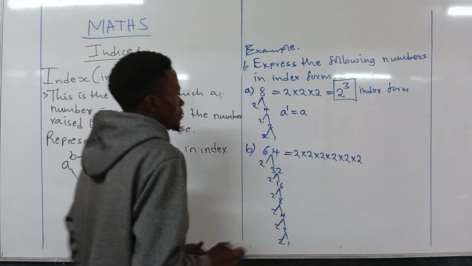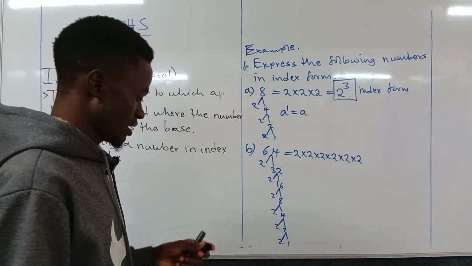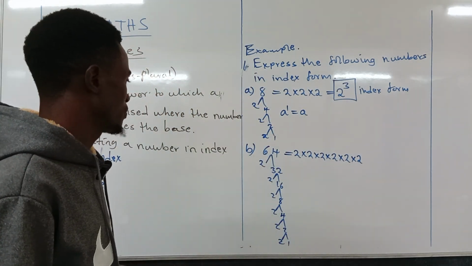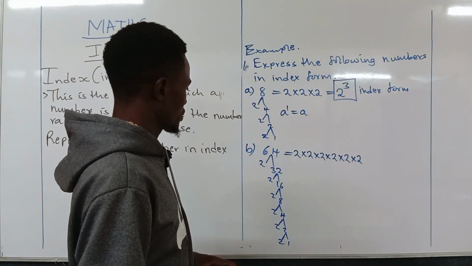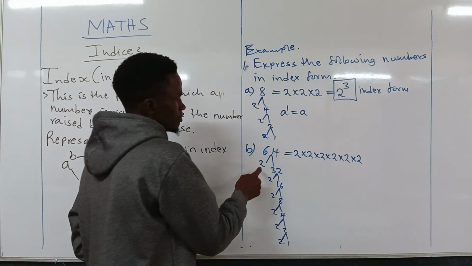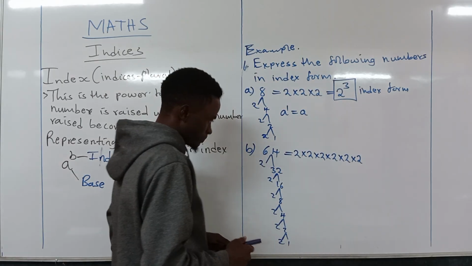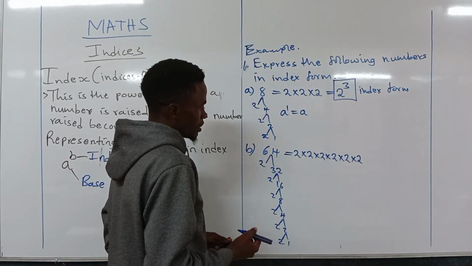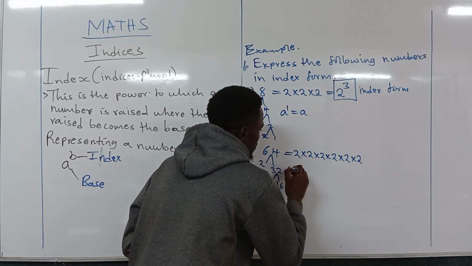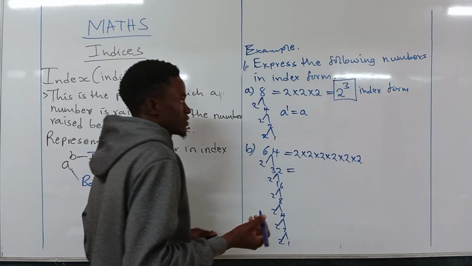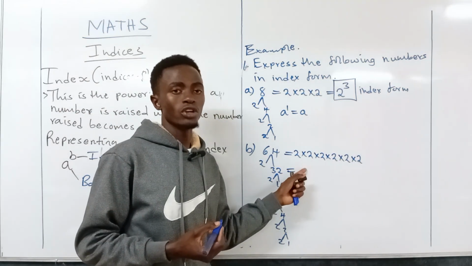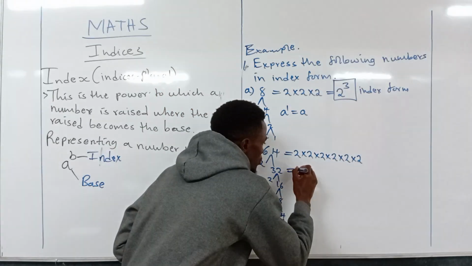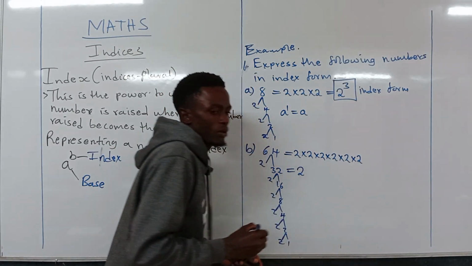So we have 2 repeating itself a number of times. So this number 64, we have expressed it in terms of the product of its prime numbers. The next thing, the number we have here is 2. So 2 is going to be our base.